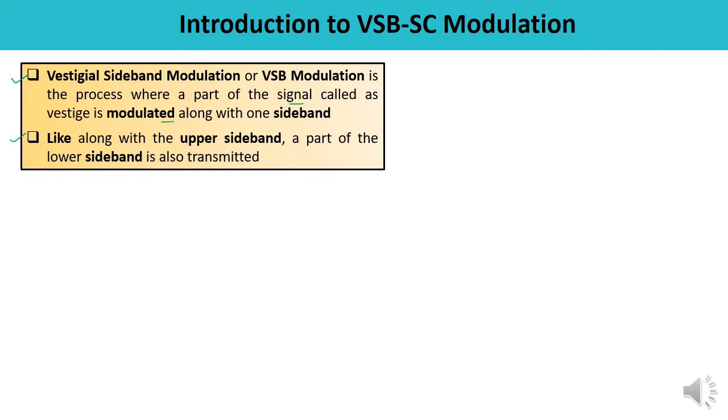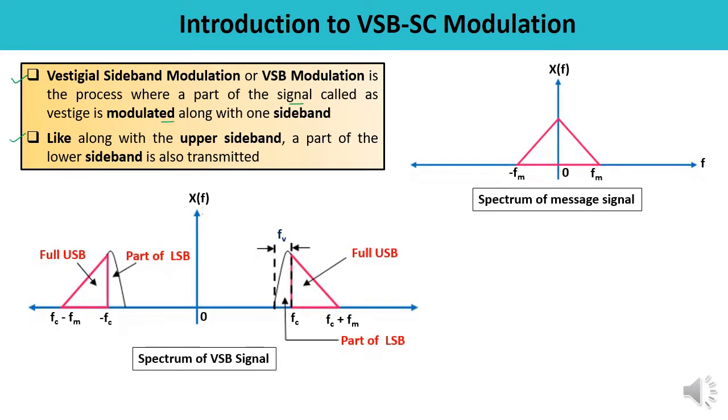Here there are certain advantages. The designing of the filter can be done in a very easy manner because the constraints on the filters have been relaxed. Along with one sideband, a certain portion of the other sideband is also allowed to transmit. It shows good phase characteristics, and at the same time there is a reduction in bandwidth in comparison to the double sideband suppressed carrier. You can draw the spectrum of the message signal and the vestigial sideband signal also.